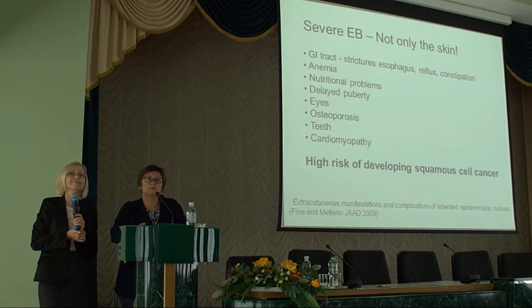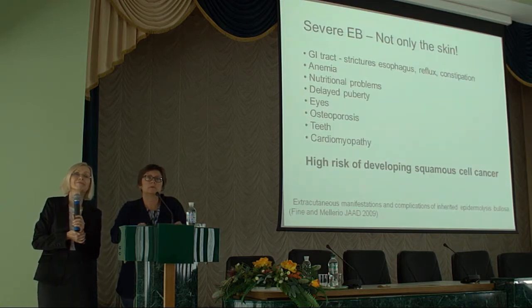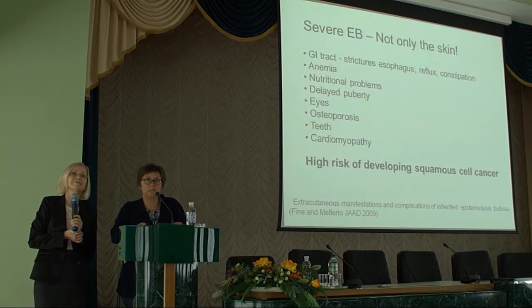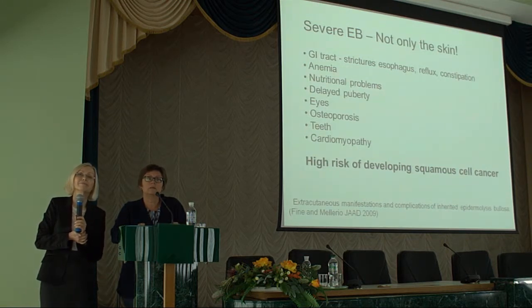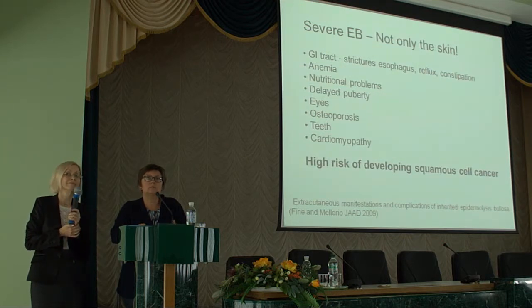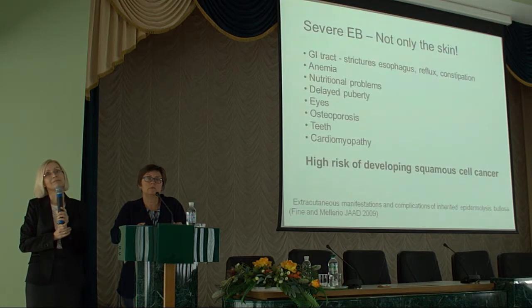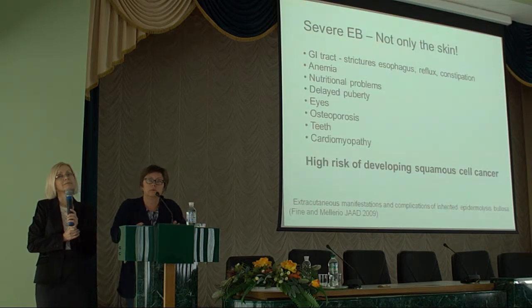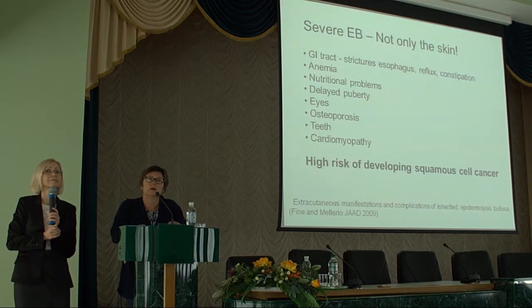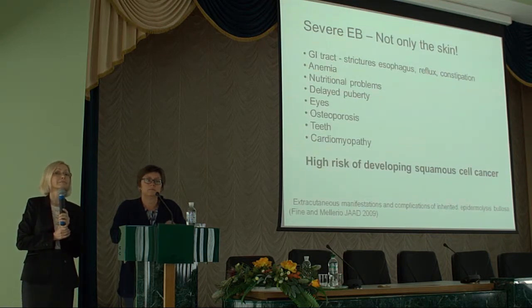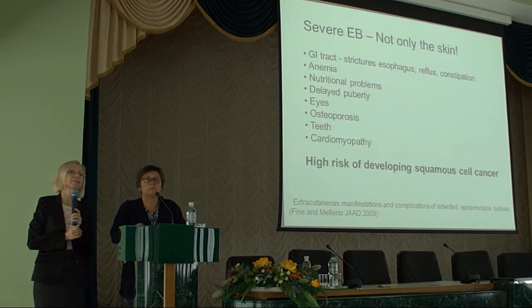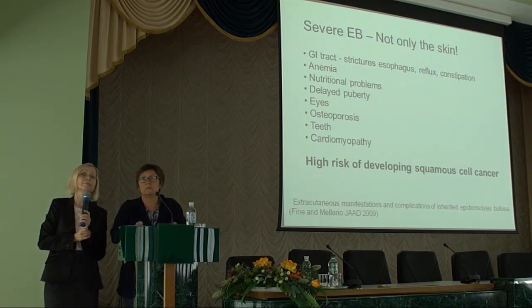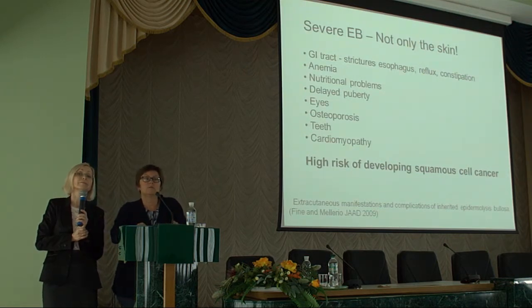For instance, they have in the gastrointestinal tract, there can be problems from the mouth down to the rectum. A lot of babies got strictures in the esophagus, getting hard for them to eat. Anemia is very common, and it can be both because they have a problem to eat, but also that they have a chronic inflammation all the time because of all the ulcers. So nutritional is a big problem. Delayed puberty, eye problems, osteoporosis, really bad teeth, so it's a problem. Cardiomyopathy can happen in some, but it's not that common. And then we have also the kidney problems, so all organs can be affected when you have a severe EB.